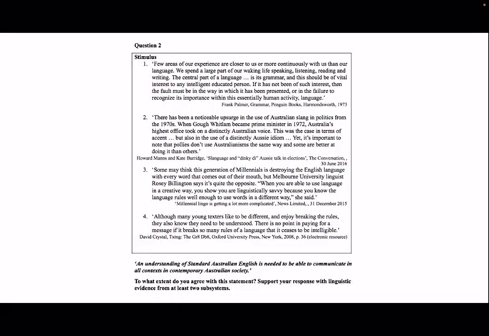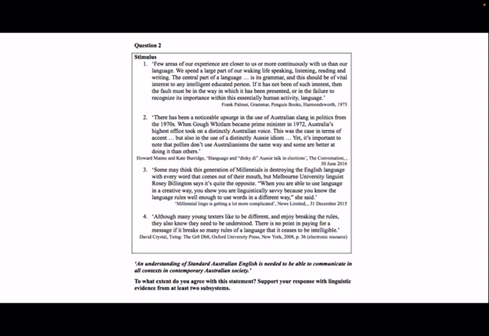Stimulus number 2. There has been a noticeable upsurge in the use of Australian slang in politics from the 1970s. When Gough Whitlam became Prime Minister in 1972, Australia's highest office took on a distinctly Australian voice. This was the case in terms of accent, but also in the use of a distinctly Aussie idiom. Yet it's important to note that pollies don't use Australianisms the same way, and some are better at doing it than others.